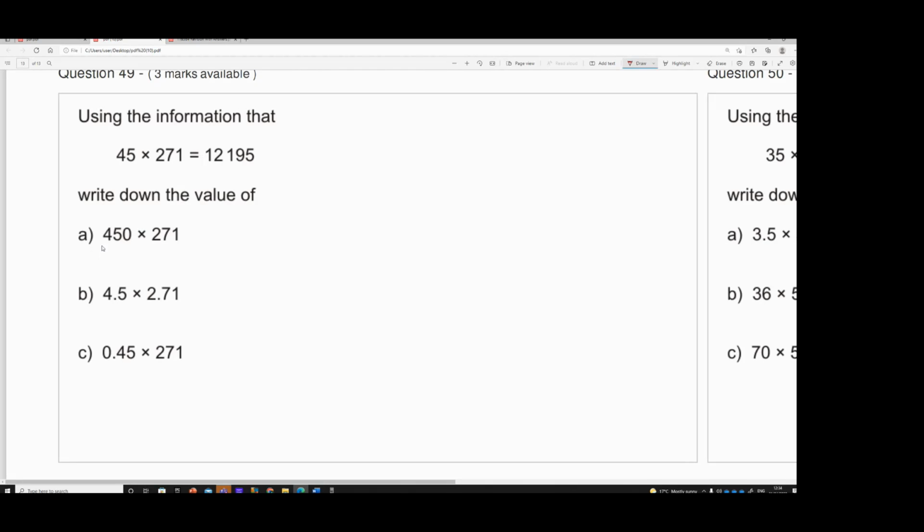So in A, you've got the same numbers, right? So that means we need to have the same digits as the answer. We need to have the 12, 1, 9, and 5. But if we look at the numbers in the question, how are they different to the numbers that they gave us to start with?